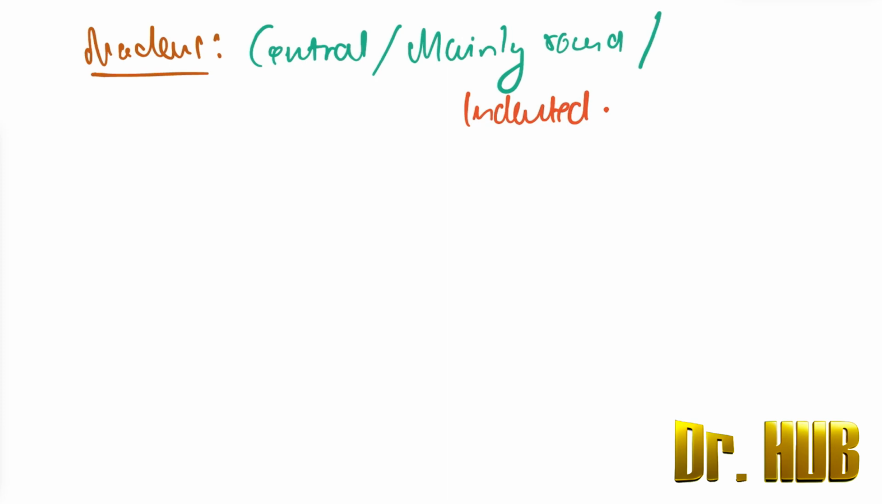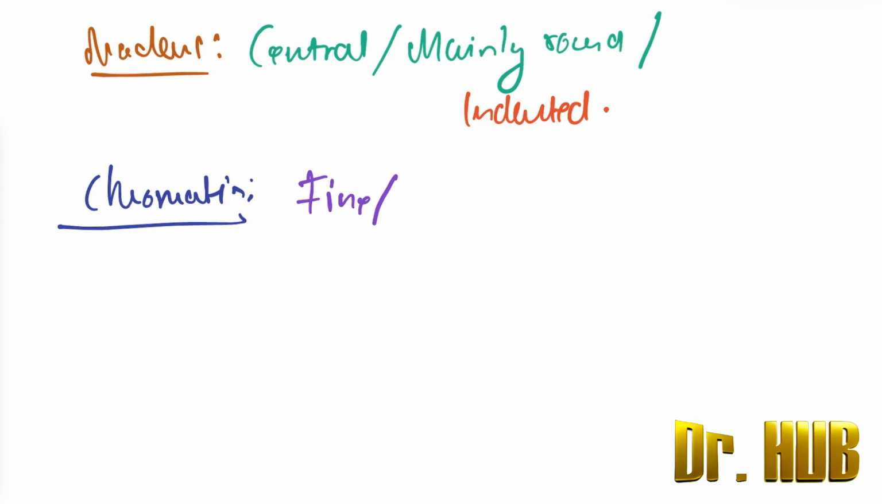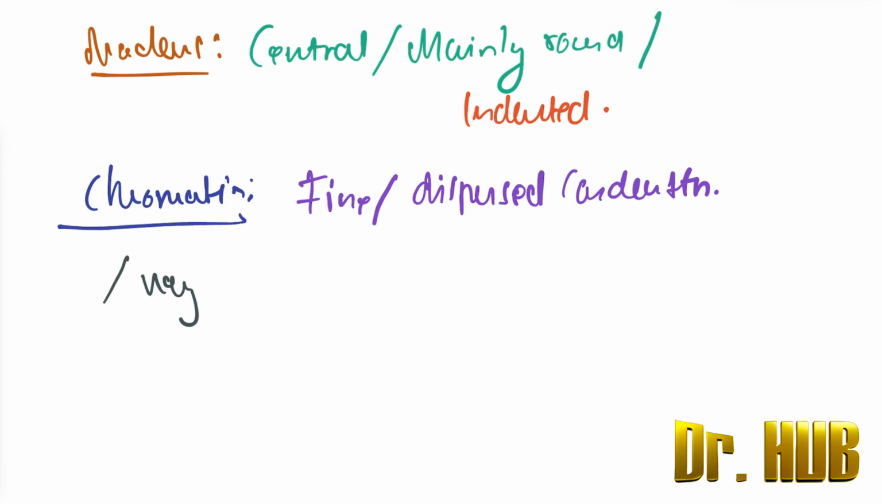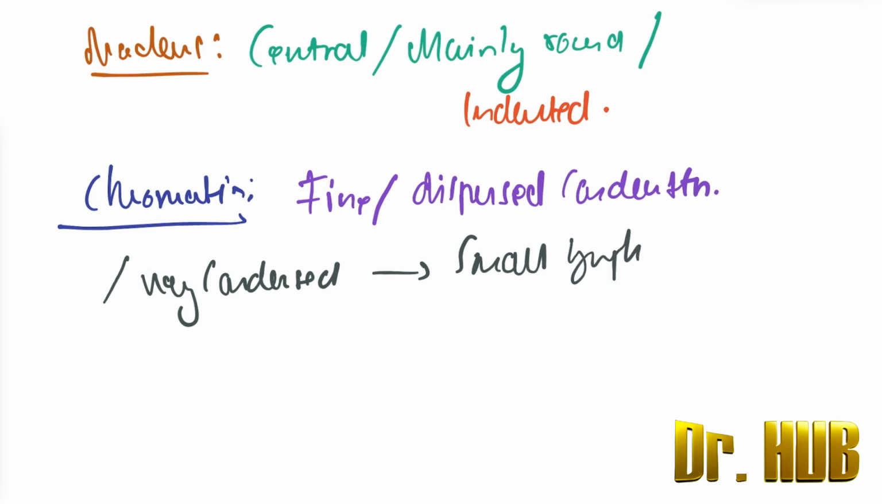Next, let's look at the chromatin of the lymphoblast. The chromatin is fine and shows dispersed condensation. There is also very condensed chromatin in the small lymphoblast.